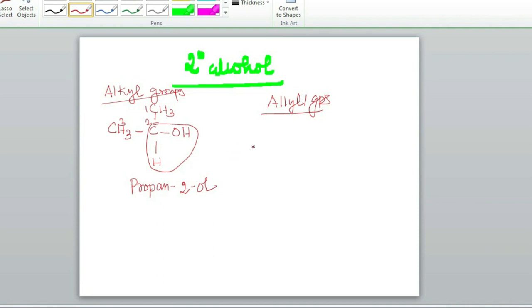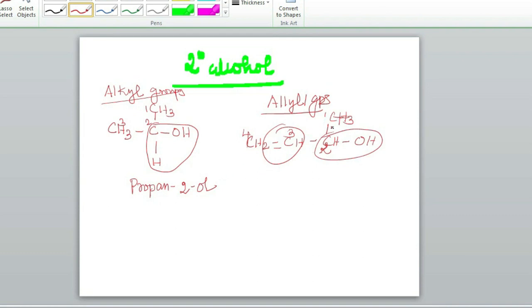We commonly take this 4 carbon: CH2 double bond, CH, CHOH, CH3. This position has a CH3 group. Let us give the numbers 1, 2, 3 and 4. So the third position has the double bond and the second position has the OH group.